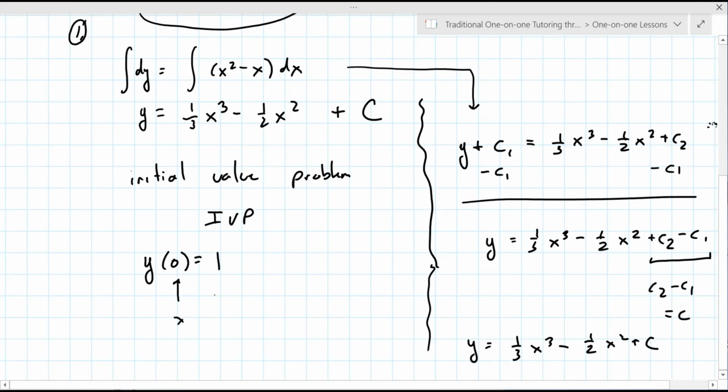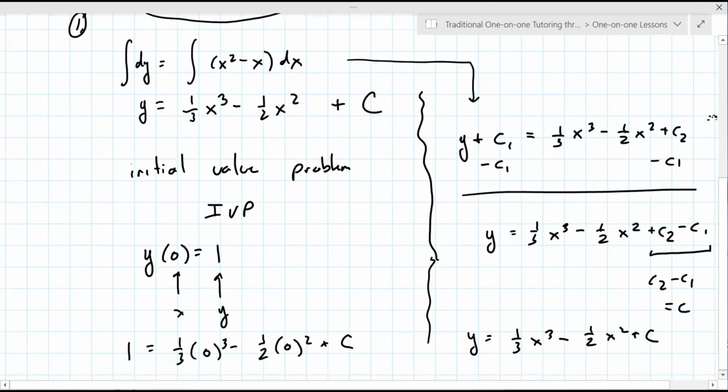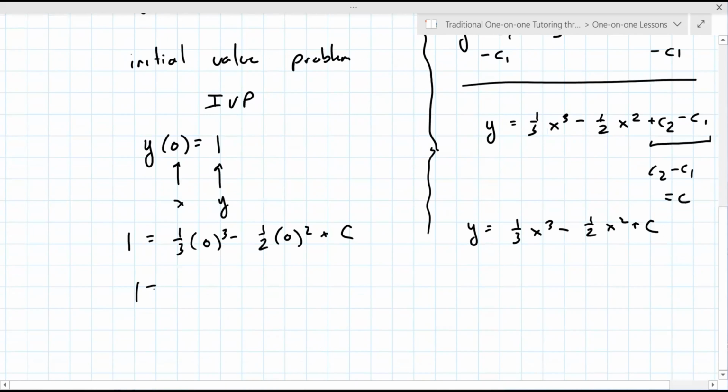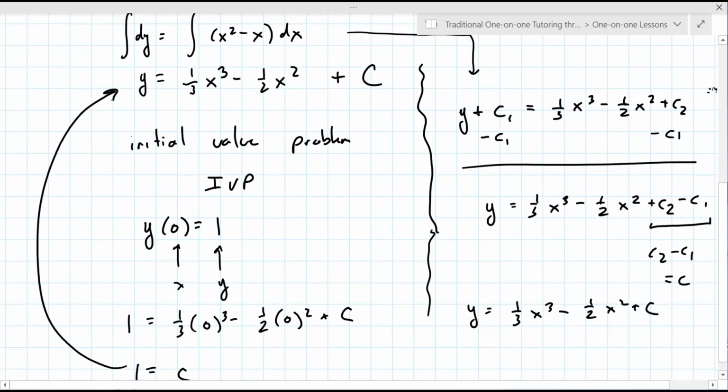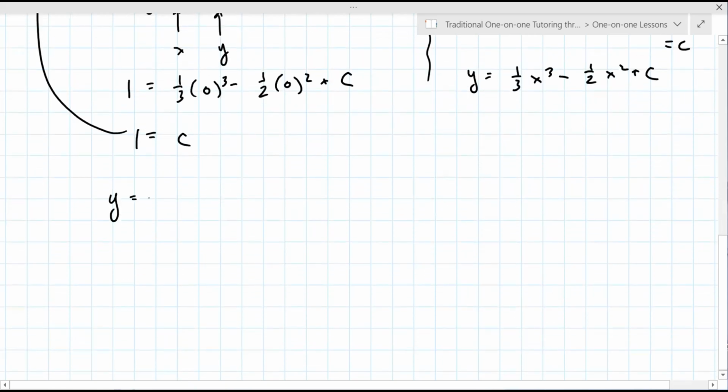That's x, that's y. And you can substitute these values and see. So 1 equals 1/3 times 0 cubed minus 1/2 times 0 squared plus c. Okay. And you get 1 equals c. So then you take that value and you put it back into this line up here. Okay. So your final answer is y equals 1/3 x cubed minus 1/2 x squared plus 1. And that's your final answer.